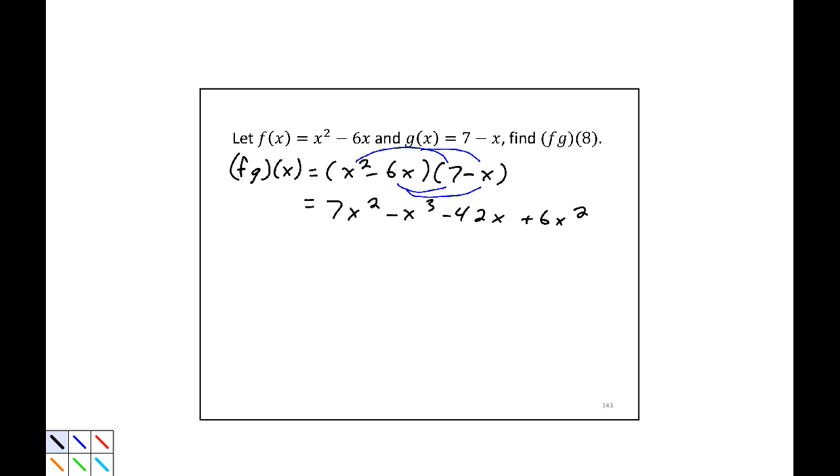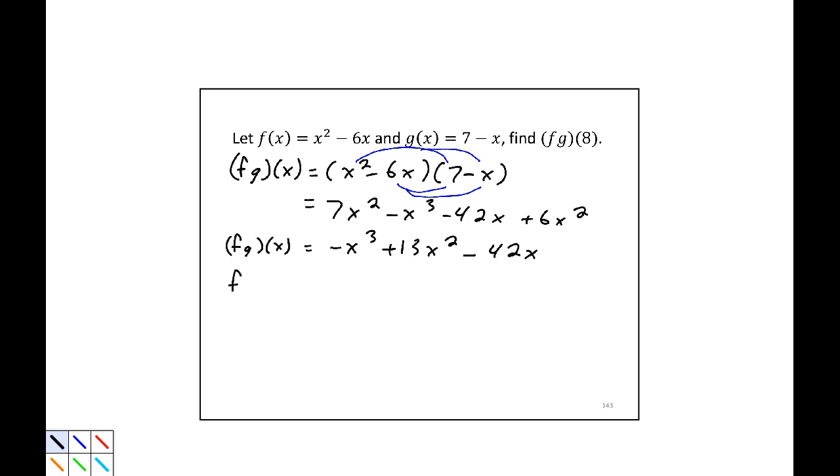Okay, combine these together. Just double check that, multiply that again. 7 times x², 7x². x² times -x is -x³. -6x times 7 is -42x, and -6x times -x is plus 6x². Okay, perfect. Now, combining those, we get -x³. We have a 7x² and a 6x². That would be 13x², and then minus 42x. That's (fg)(x).